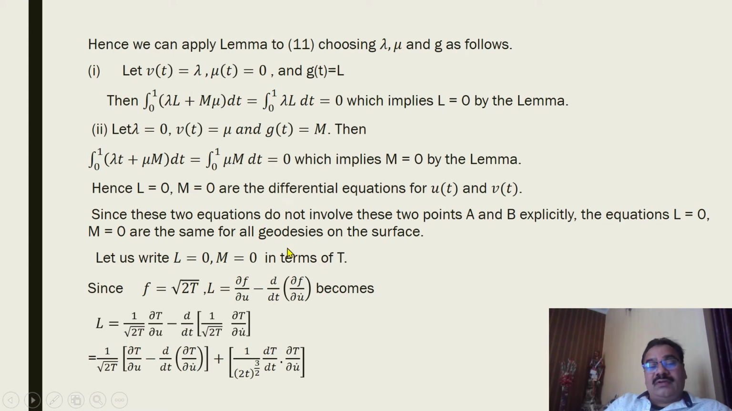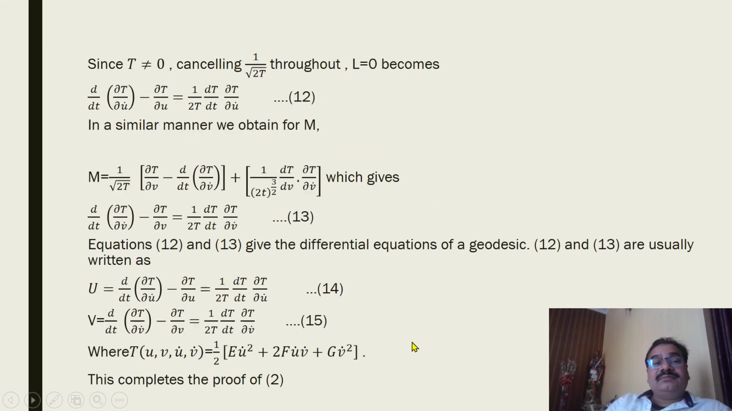Now, let us write L equal to 0 and M equal to 0 as per this equation. In terms of T, we have f equal to the square root of 2T, and L is equal to del f by del u minus d by dt of del f by del u dot. Ultimately we get the value of L as 1 by the square root of 2T times (del T by del u minus d by dt of del T by del u dot), plus 1 by (2T) to the power 3 by 2 times dT by dt times del T by del u dot.